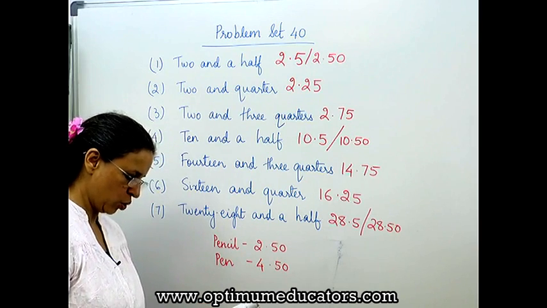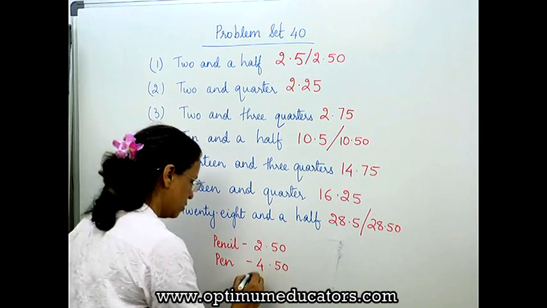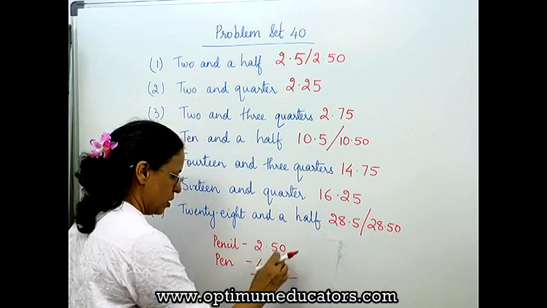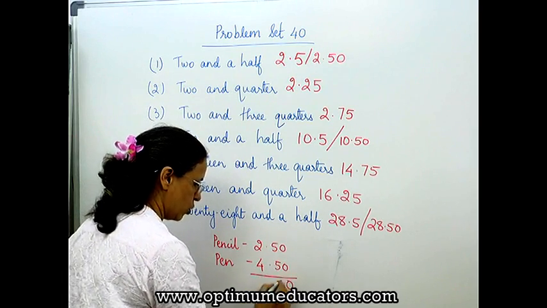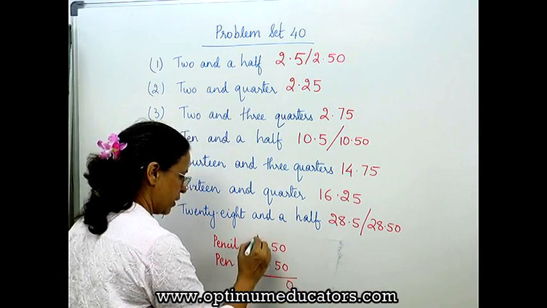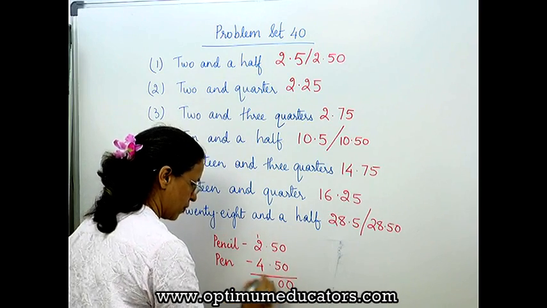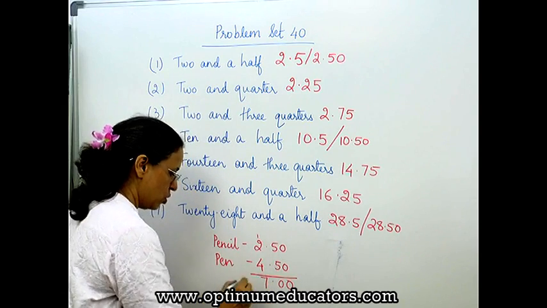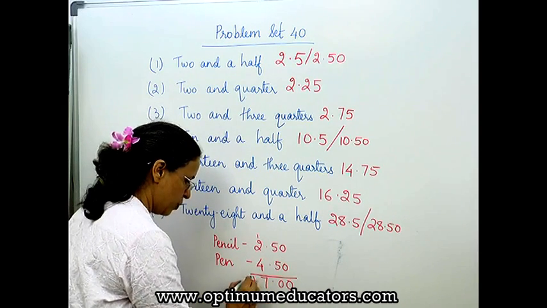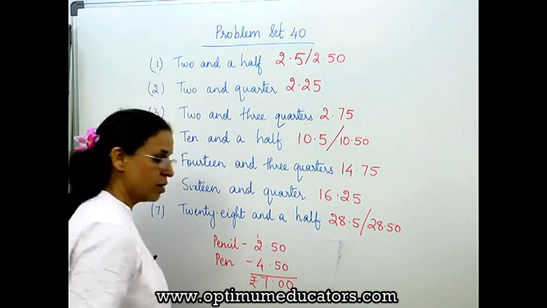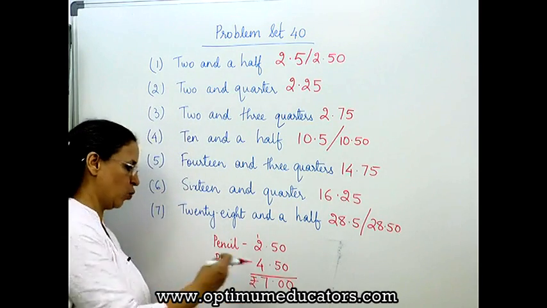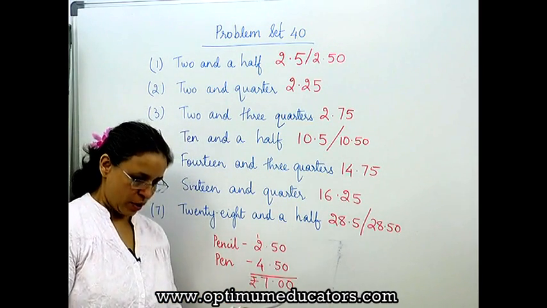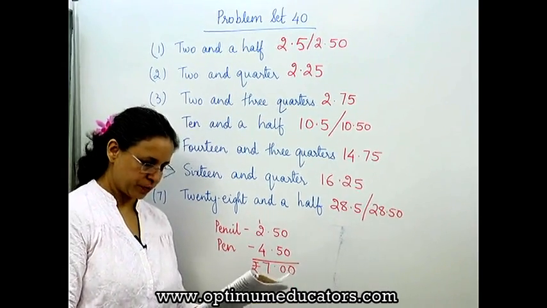So what is the total cost? Now here, how will we add this? 0 and 0 will give us 0. 5 and 5 will give us 10. 4, 5, 6 and 1, 7. So the total cost will be rupees 7. We have to put rupees so that we know what we are paying with. Okay, so that is done for you.